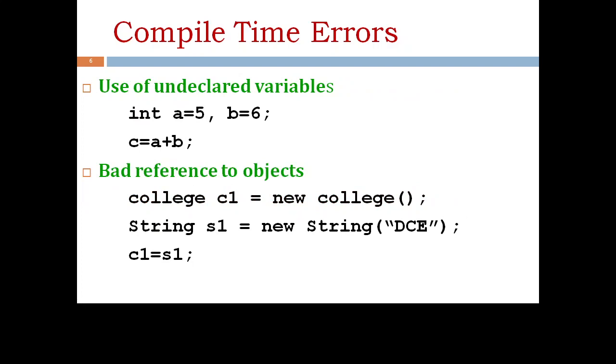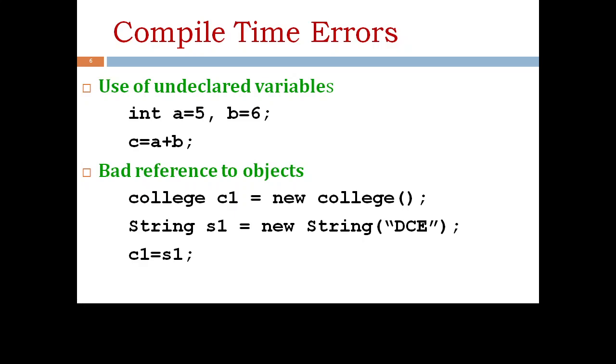Next is use of undeclared variables. Int A equals 5 is there, int B equals 6 is there, but he has not declared C, yet he has used it here. So this is an undeclared variable, and this will be detected during the compilation.